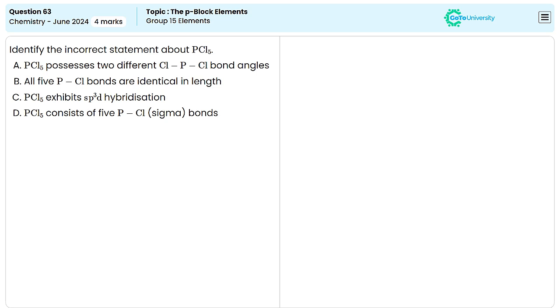In this question, different statements regarding the structure of PCl5 molecule are given. We have to identify the incorrect statement from the options. First of all, let's see the structure of PCl5 molecule.